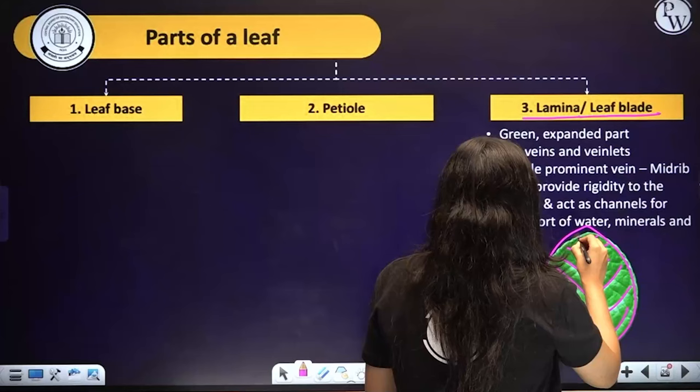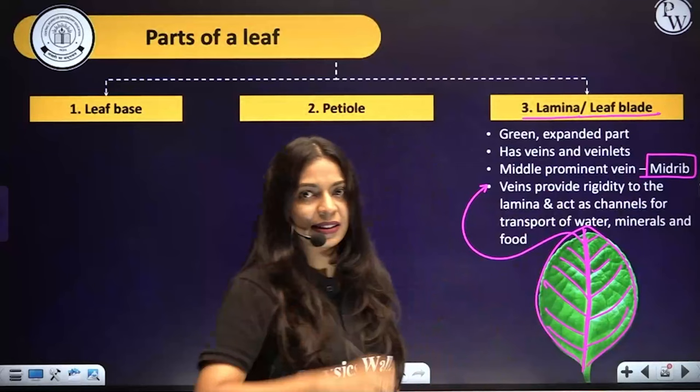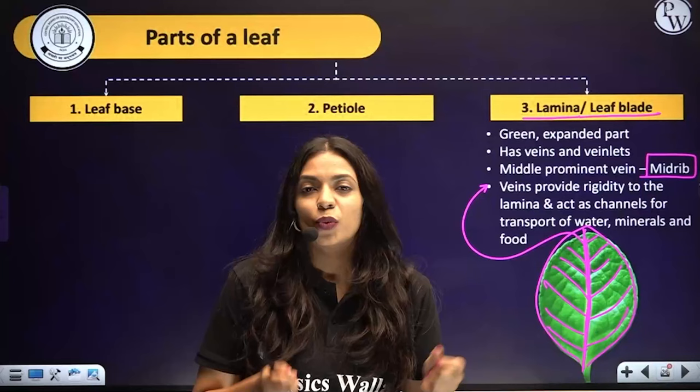So these are the veins. And this central, usually in dicot plants, you can see a central prominent vein, which is called the midrib. Mid because it's present in the center. Okay, so this is the midrib. What is the function of these veins, veinlets? Within the veins, you can find vascular bundles, xylem and phloem.